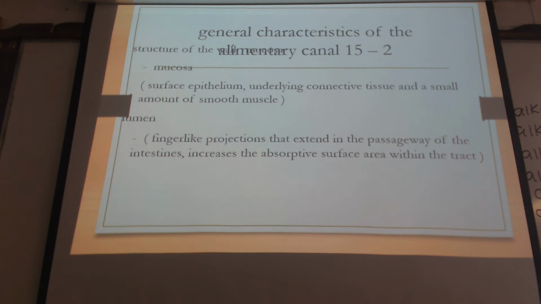One of the things I want you to think about is the alimentary canal. I don't know if we said it yesterday or not, but think of it as starting in the esophagus and going all the way past the large intestine.